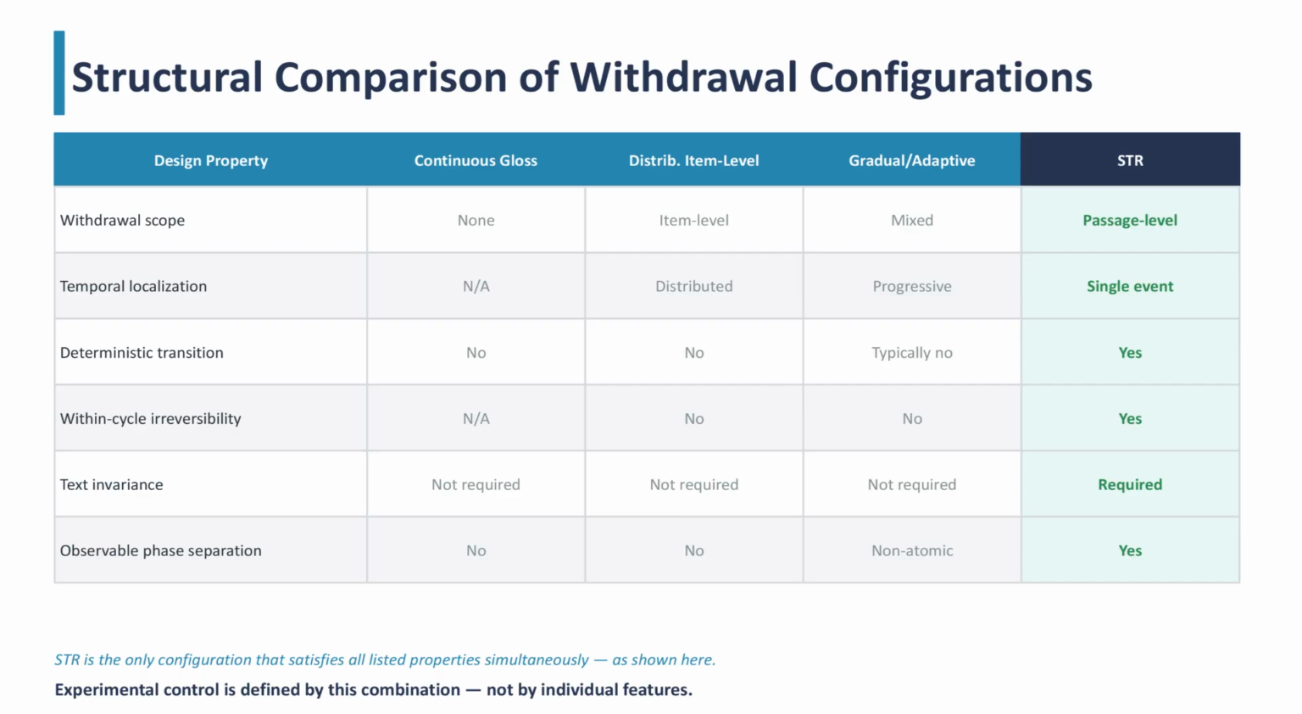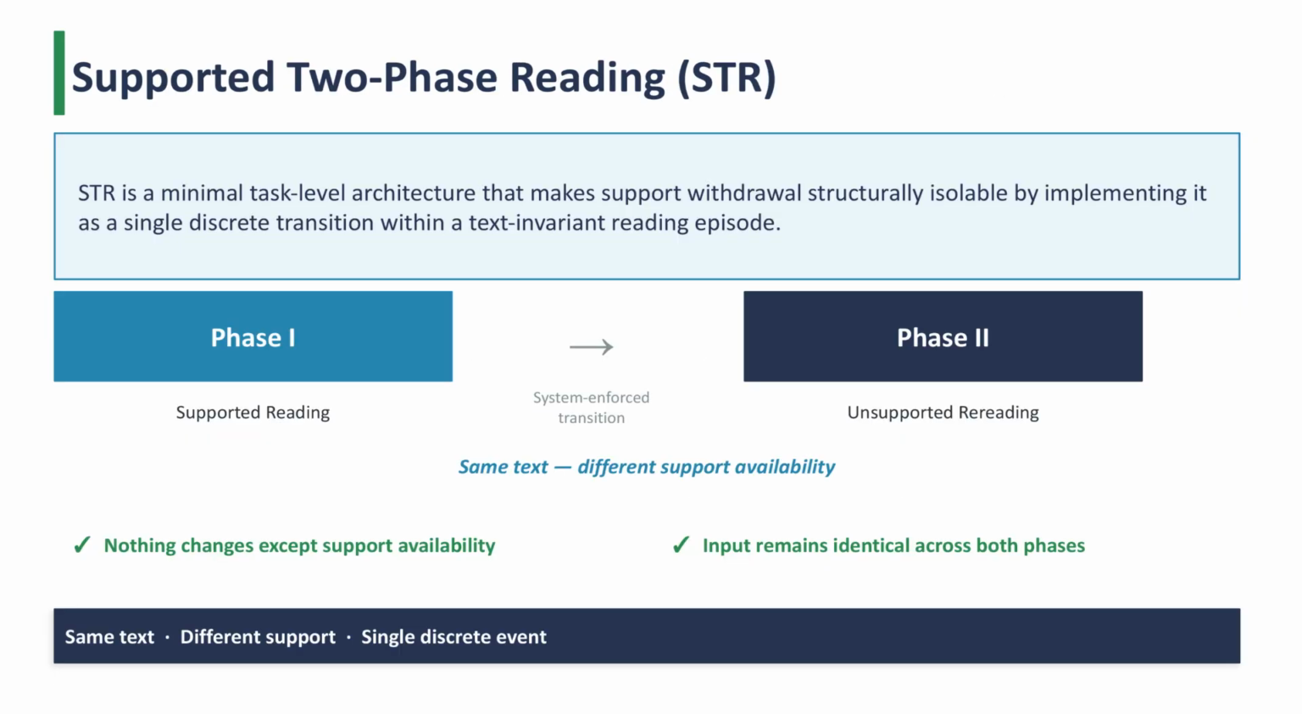Only STR combines three critical properties: a fixed transition, identical text across phases, and irreversible removal of support. What matters here is not any single property, but their combination. Experimental control emerges from how these constraints interact, not by improving support, but by restructuring the task itself. This is what makes support withdrawal structurally isolable as a variable.